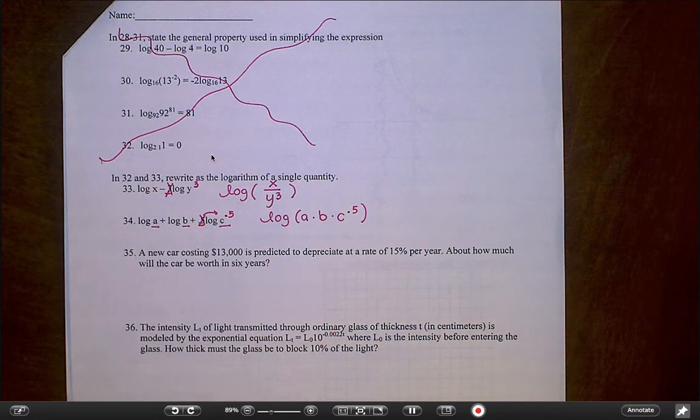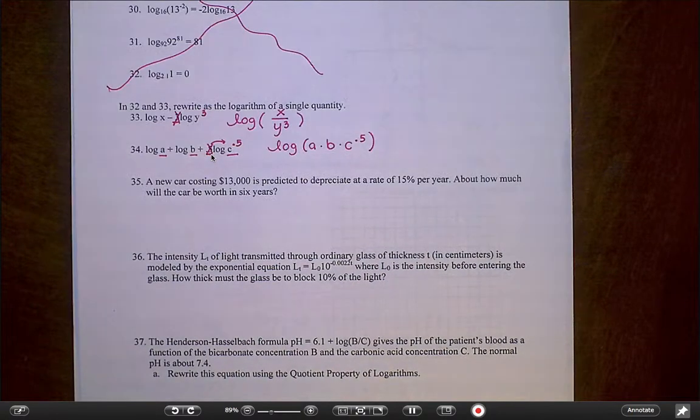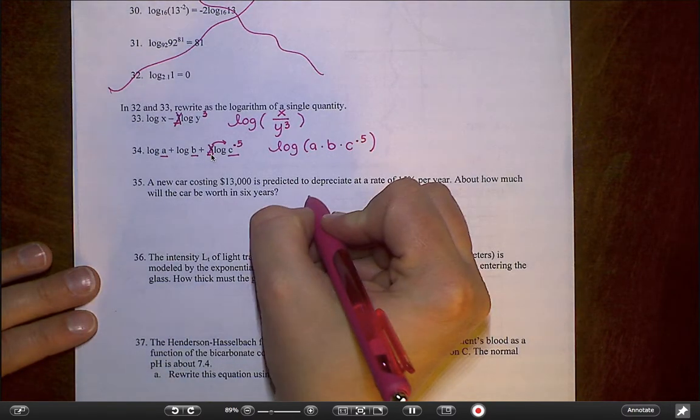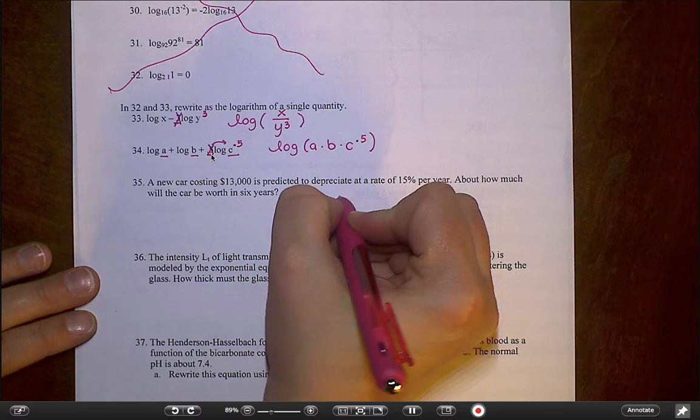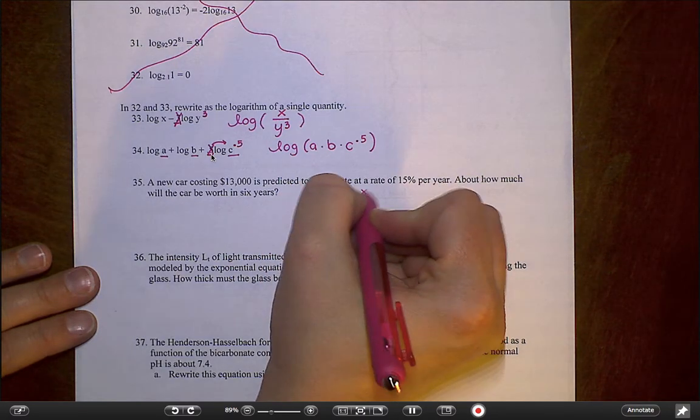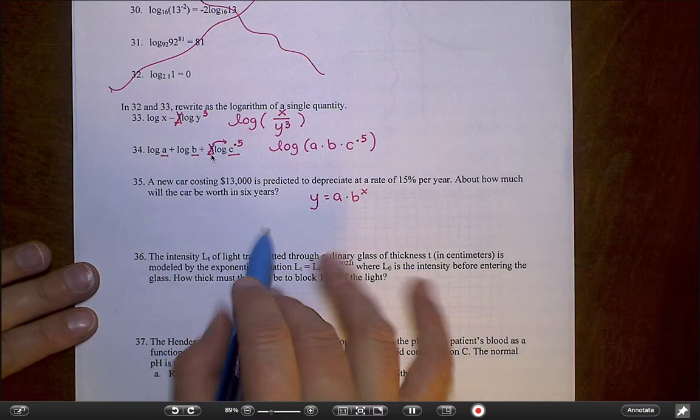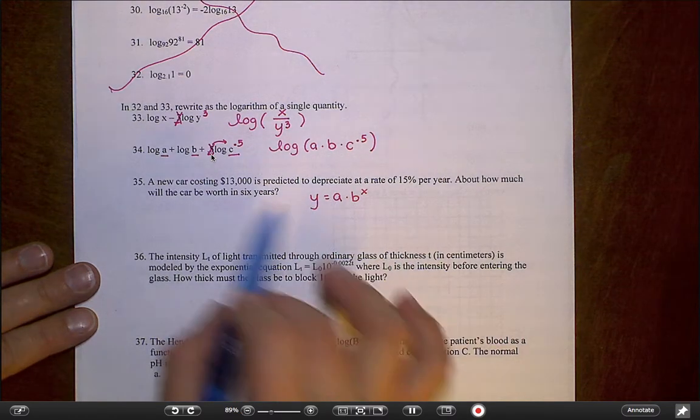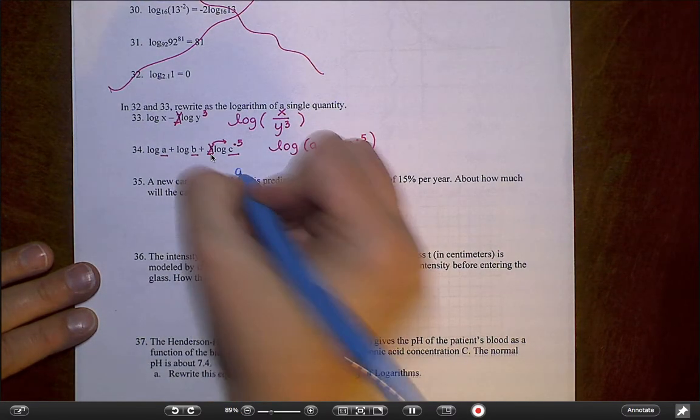Okay, 35. 35 and 36 are going back to the exponential functions that we started out with, and this was a long time ago because of spring break. So hopefully you can dust this off in your head. Exponential functions look like this: y equals a times b to the power of x. And a is the amount, your initial value, the amount you're starting with. In this case, that would be the 13,000.